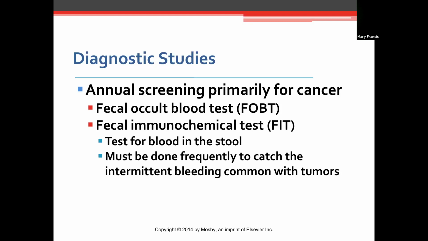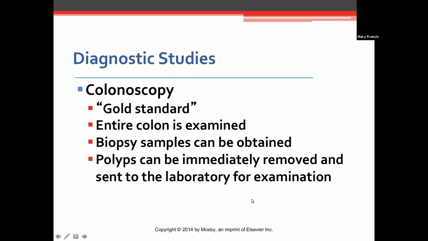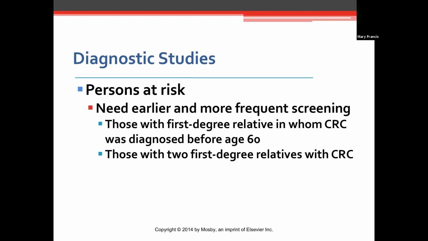In addition to testing for blood in human stool, there are new tests by Cologuard that can detect DNA mutations that might also predispose you to developing colon cancer. The colonoscopy is the gold standard. The entire colon is examined, and at the time of the study, they can also get cells for biopsies to study. The polyps can be immediately removed and sent to the lab for examination.